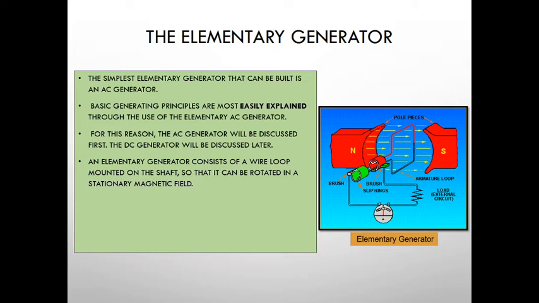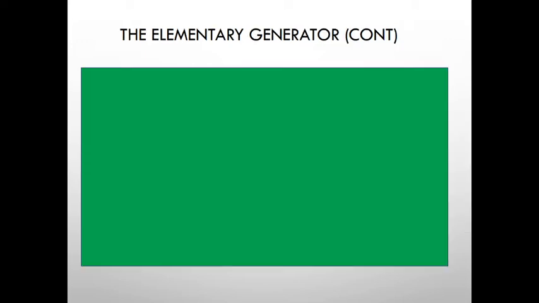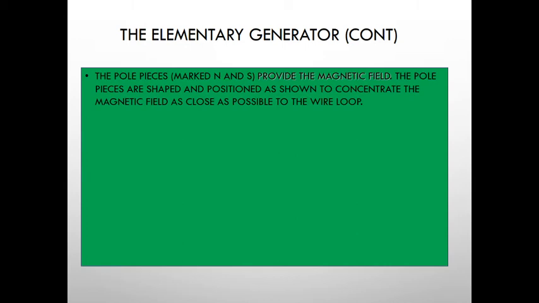So diri stationary ang ato ang magnetic field. This will produce the induced EMF in the loop. So sliding contacts, magamit na to og brushes, connect the loop to an external circuit load in order to pick up or use the induced EMF. So in order to pick up the induced EMF generated in the loop of wire, we are going to use brushes. The pole pieces marked N and S provide the magnetic field.